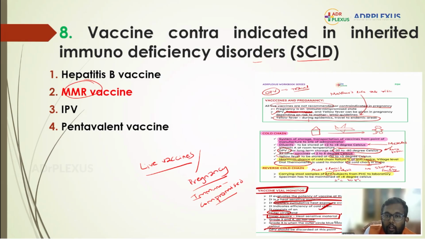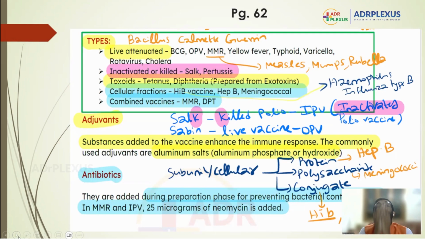We have told that all live vaccines are not recommended in the immunocompromised state. This was also asked in the last INI-CET exam. The last question is a repeat question. The concept is a repeat concept. So all the live vaccines are contraindicated.